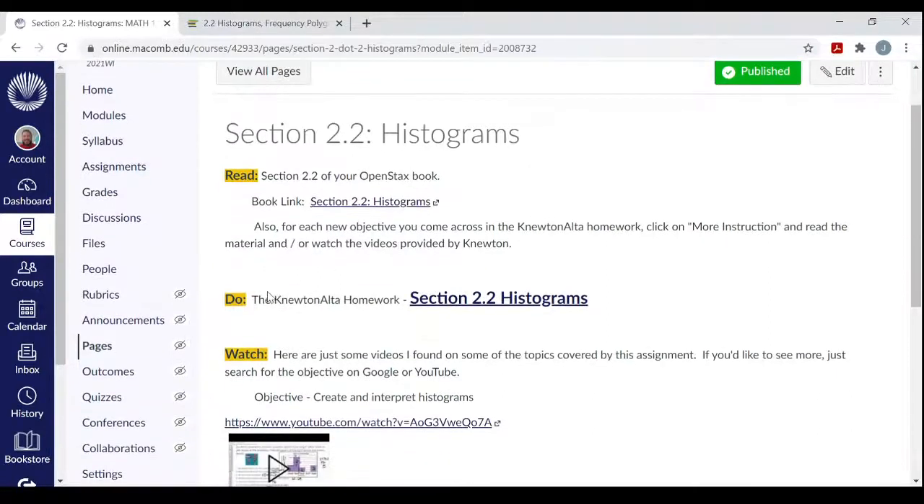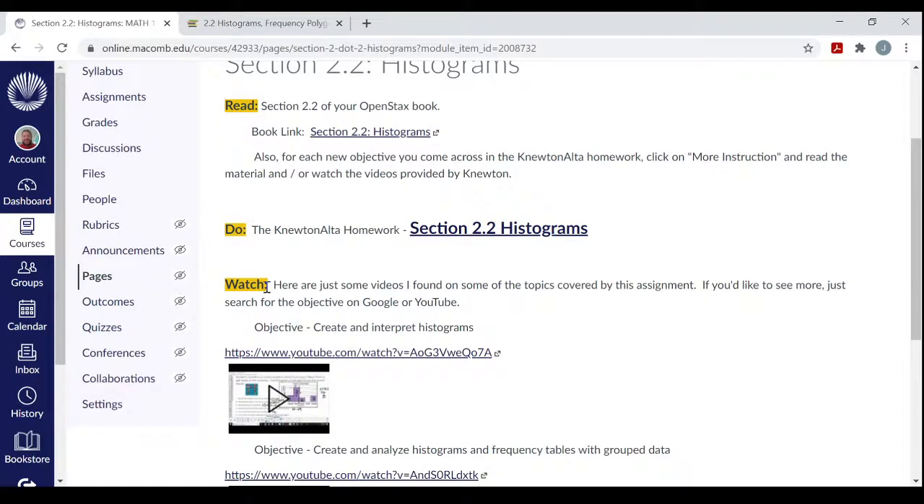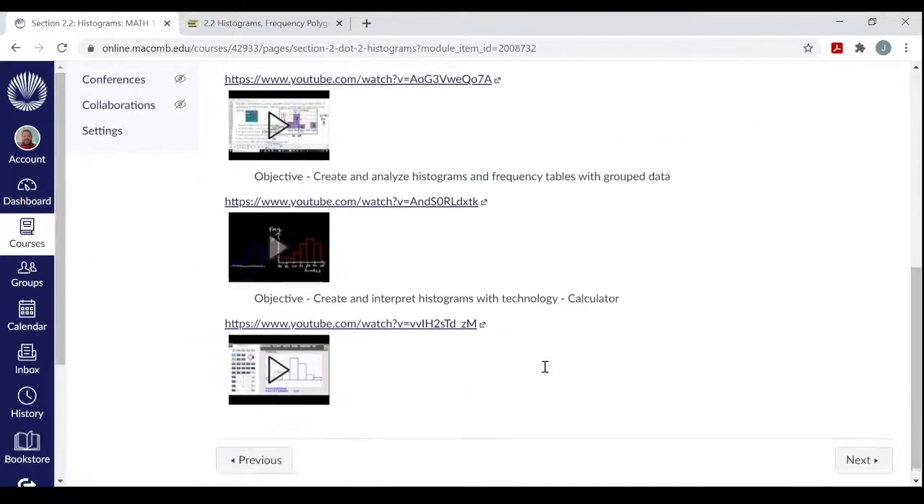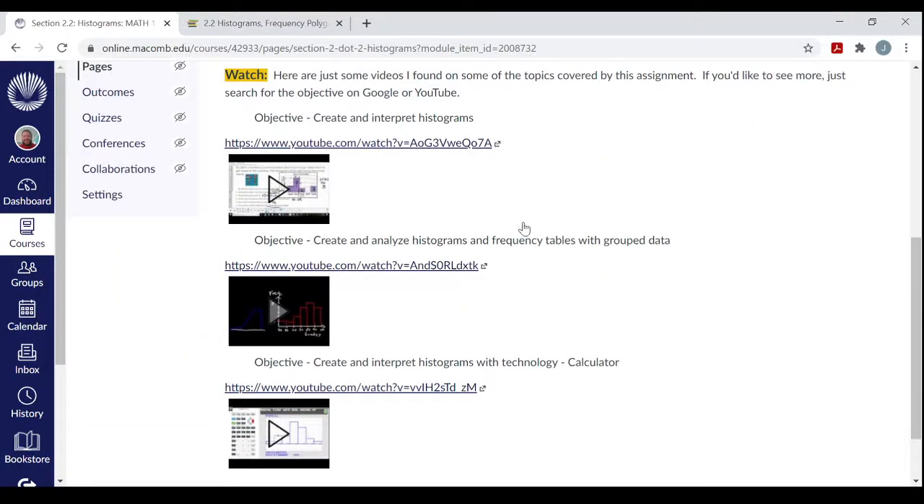All right, then here's the link to the KnewtonAlta homework that I'll be going over in the rest of the video in a little bit. And then below are some videos related to the objectives. Here are just some of the objectives.